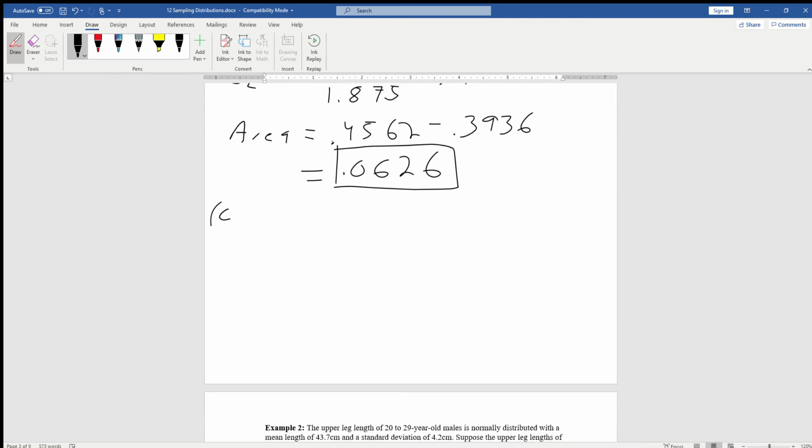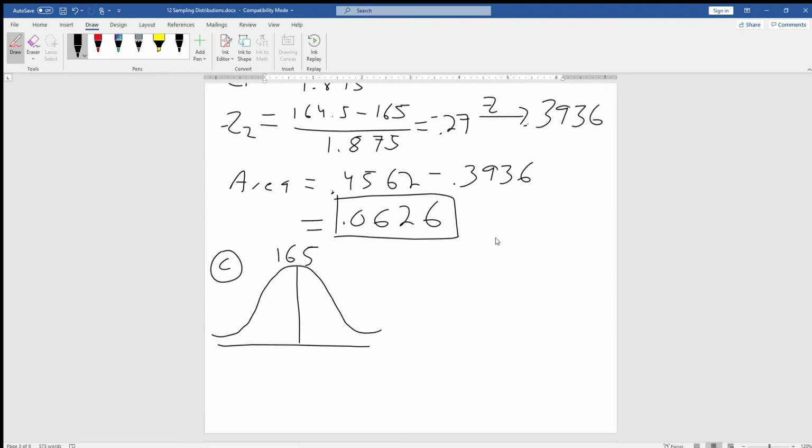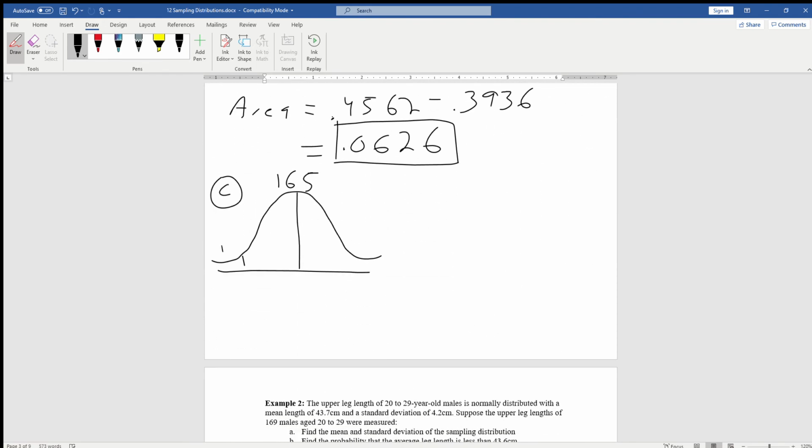So for letter C, here's our distribution. Now remember, in the distribution, 165 is still the mean. The value we were looking at was 160, so we'll go all the way over here to 160. The area that we're looking at is anything less than 160, so it's going to be a small area, something like that. Again, we use the distribution just as a check. If we got something like 80% or 90%, it wouldn't make much sense.